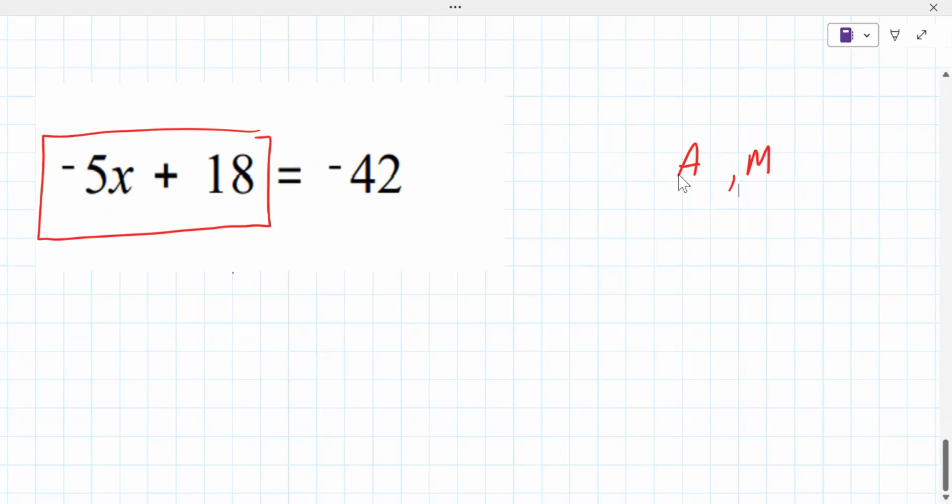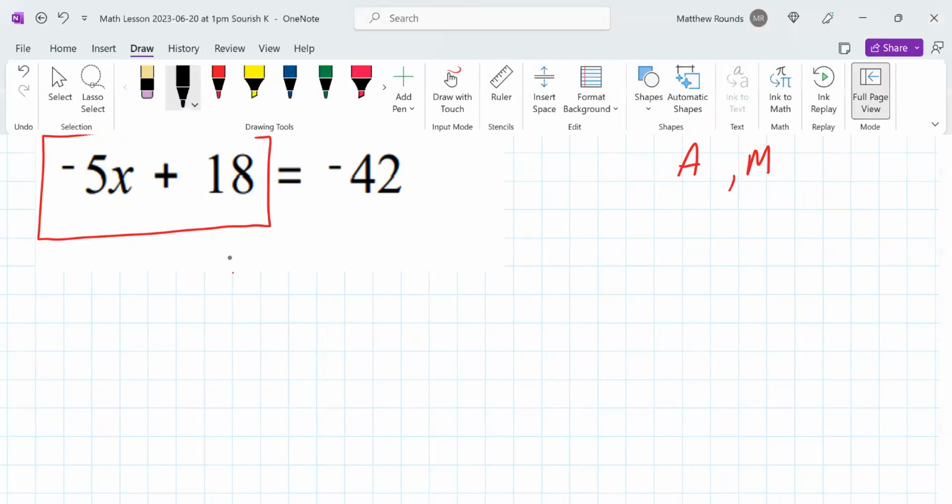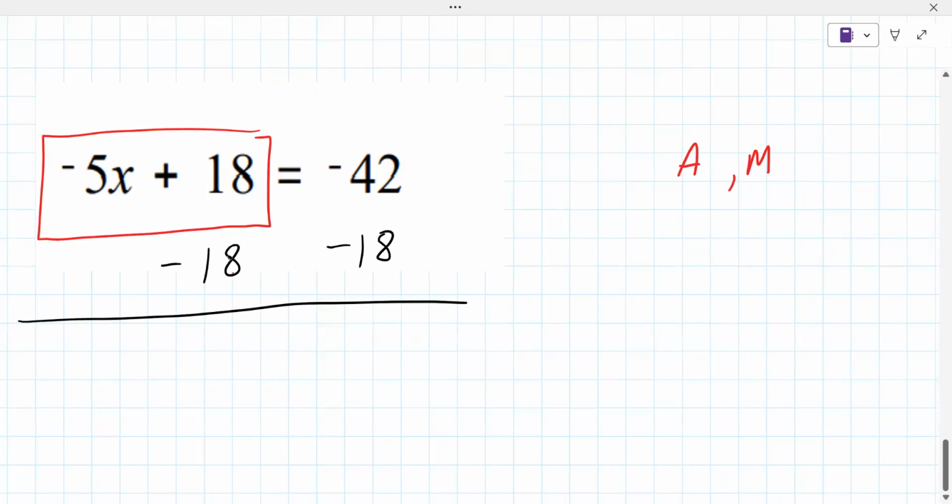Now, which do you undo first, addition or multiplication? Addition. So you're going to subtract 18 from both sides of the equation. So this becomes minus 5x equals, now can you tell me what minus 42 minus 18 is? Negative 60. Negative 60, excellent.